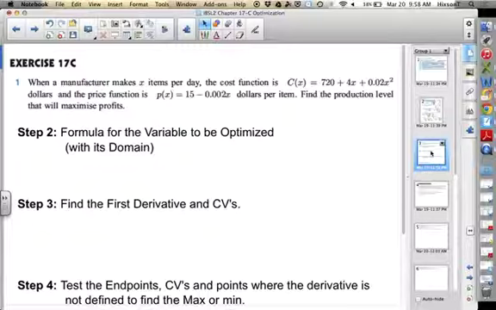So which one of these are we going to differentiate? Both, kind of, because is either one of these what we're trying to optimize? We want to see what the minimum cost is and the maximum cost, maybe. But actually if you think about it, the price function, the highest price would be 15 when x is 0. But we don't want to produce nothing, right?